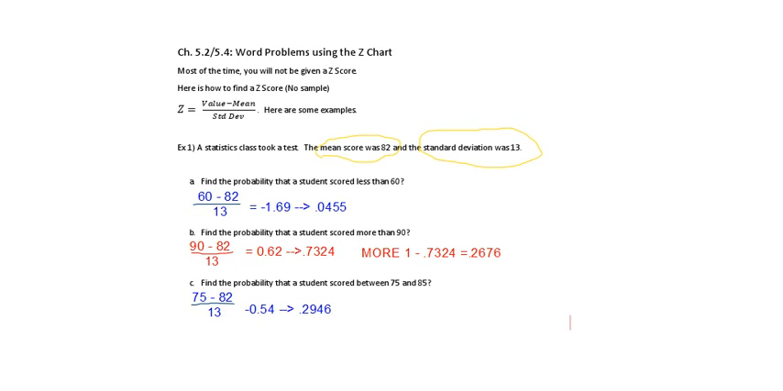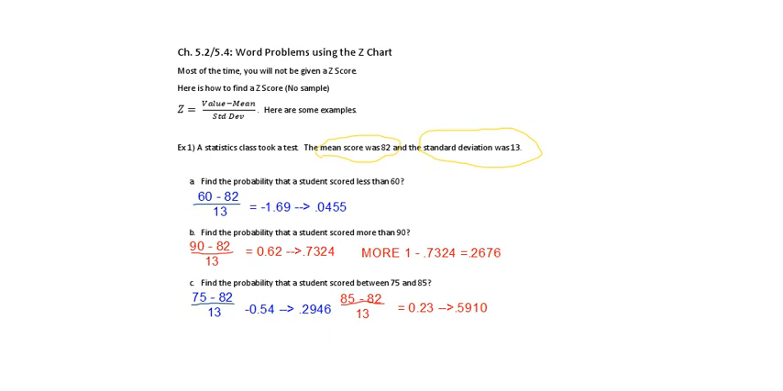Now we're going to do the same thing for 85. So that means we're going to do 85 minus 82 divided by 13. If you put that in the calculator, we're going to get a z-score of 0.23. And if you look up 0.23 on the chart, the probability is 0.5910.